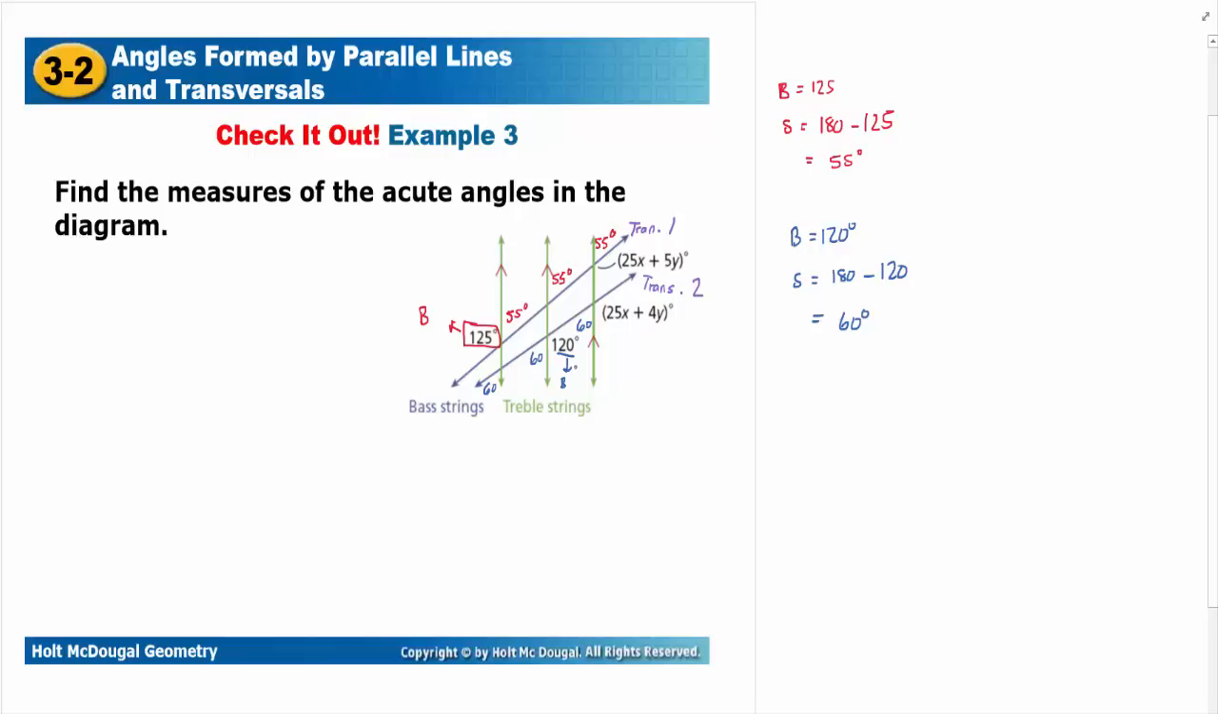So again, I've approached this in a lot of different ways. They're trying to get you to see, in this case, that 25x plus 5y equals 125. And they're trying to show you that 120 equals 25x plus 4y. I showed you there's a shorter way based on the information that you're given.